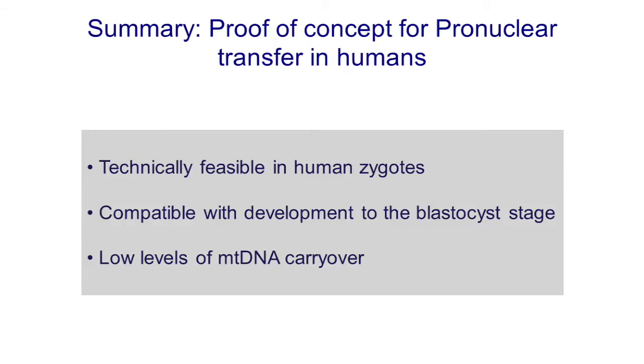So in summary, for the proof of concept for pronuclear transfer in humans, we found it's technically feasible to do the enucleation and fusion. We found it's compatible with development to the blastocyst stage. They were humble beginnings, but we got some blastocyst development, and we found that the levels of mitochondrial DNA carryover were sufficiently low to make us confident that the disease would not be transmitted to individuals undergoing this procedure.